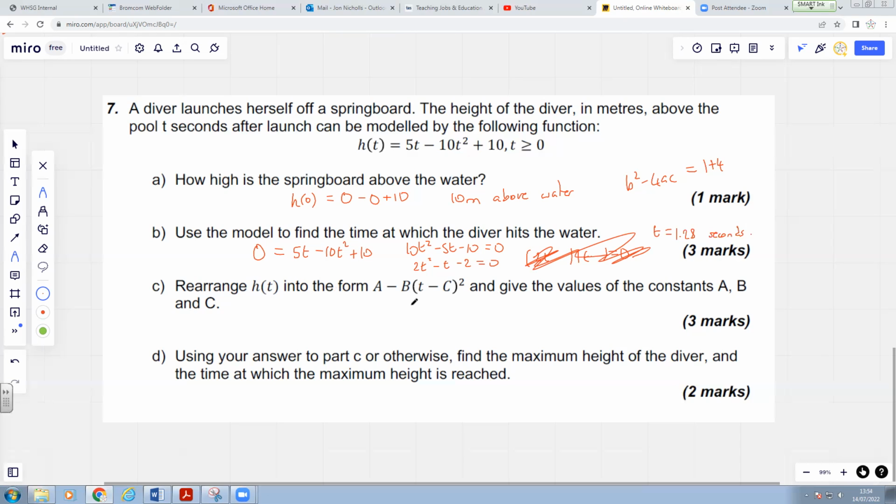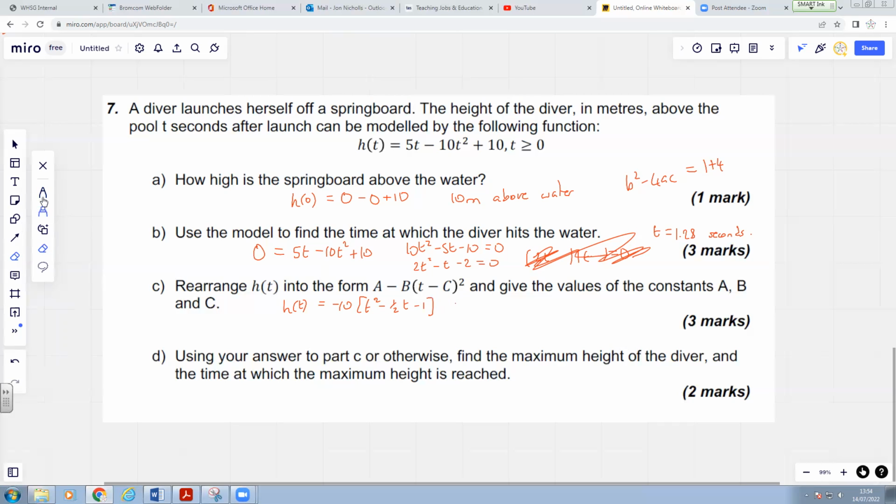Okay, rearrange h of t in the form a minus b times t minus c squared to give the values of a, b, and c. So, okay, sure, let's do that. So h of t is the same as minus 10 times t squared, and then you're going to get plus a half t, because that times that will give me minus 5t, positive. Oh, hang on, no, I think it should be a minus t squared minus a half t, because that times that gives me positive 5t, and then plus minus 1 equals 0. Oh, yeah, cool. Doesn't equal 0.